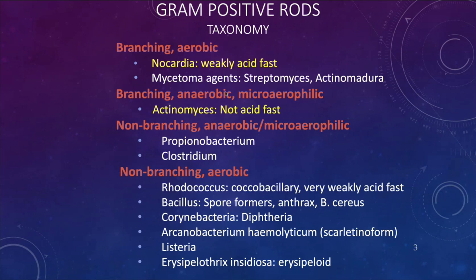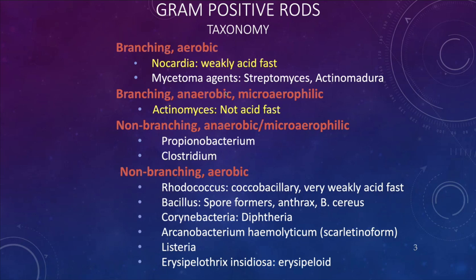Now, just to begin, I think it's important to consider some of the taxonomy of gram-positive rods and how Nocardia and Actinomyces fit in the whole constellation of these organisms. So remember that first you have your non-branching gram-positive rods, and those include Propionibacterium and Clostridium among the anaerobes. And then among the aerobes, you have all these organisms listed at the bottom of the slide.